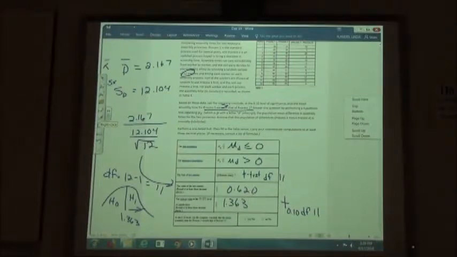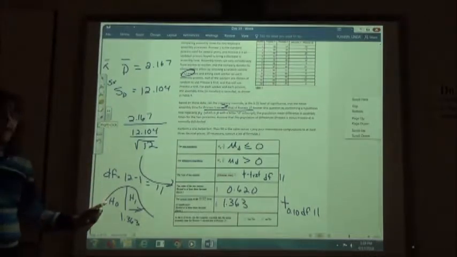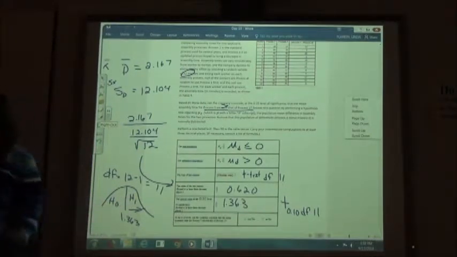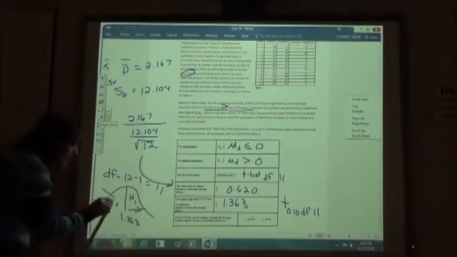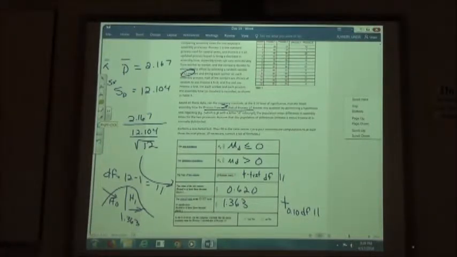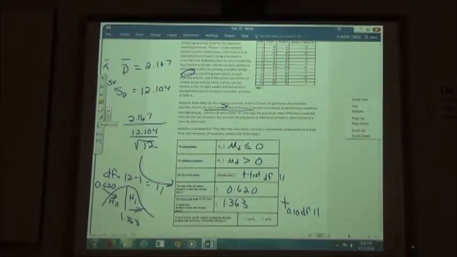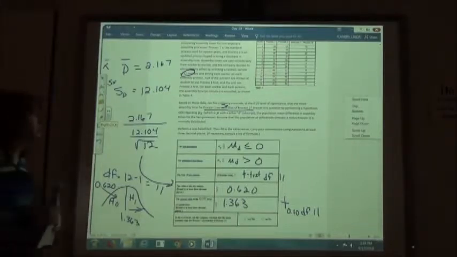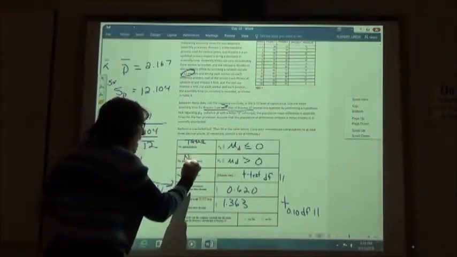So now what I'm checking is, does my test value fall on the left side or on the right side of that critical value? It's on the left side, in this section right here. It's smaller. That's my 0.620, my test value, which means since it falls on the left side, I'm going to accept that the null is true. This one is not true.